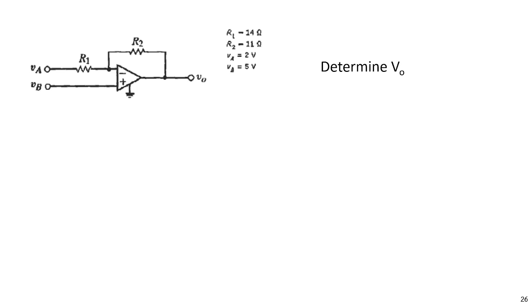And what is this? This is not standard. We have VA and we have VB. VB is 2 volt and VA is 5 volt here. Just like we have VB of, for example, 5 volt, and we have VA of 2 volt. R1 is 14 ohm. R2 is 11 ohm.